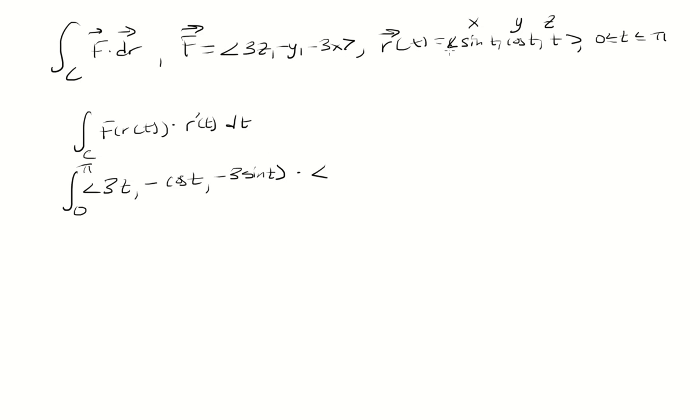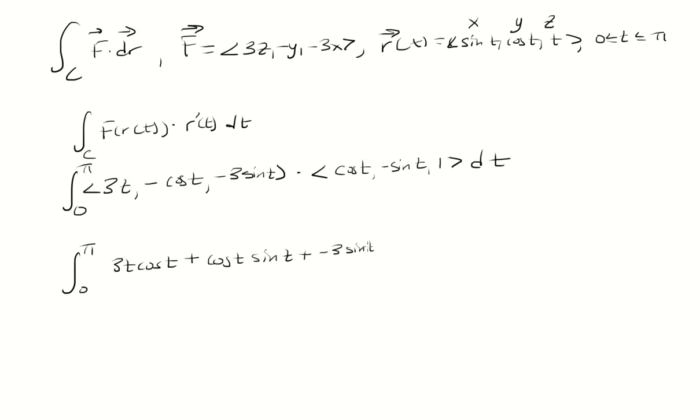So we take the derivative of r of t. The derivative of sine t is cosine t, the derivative of cosine t is negative sine t, and the derivative of t is 1. So we're going to apply the dot product. 3t times cosine t is 3t cosine t, plus negative cosine t times negative sine t is cosine t sine t, plus negative 3 sine t times 1 is negative 3 sine t, and then dt.